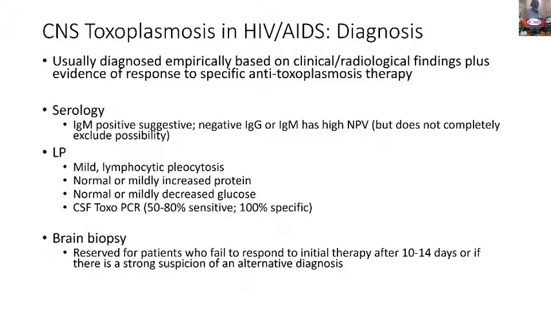Lumbar puncture is a bit non-specific, so you get a mild lymphocytic pleocytosis, mildly increased protein, normal or mildly increased glucose. We can do PCR on the CSF for toxoplasmosis. It's very specific, but of low to moderate sensitivity. Brain biopsy is not routinely performed. It should be reserved for individuals in whom there's a strong suspicion that the lesion on imaging is not toxoplasmosis, or someone you are treating empirically for toxoplasmosis and they're not responding after, let's say, 10 to 14 days.